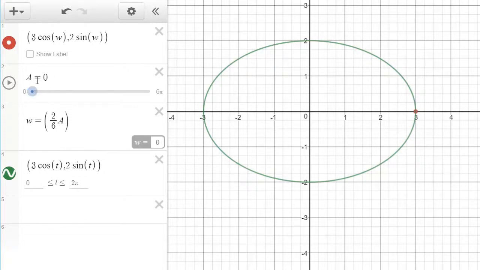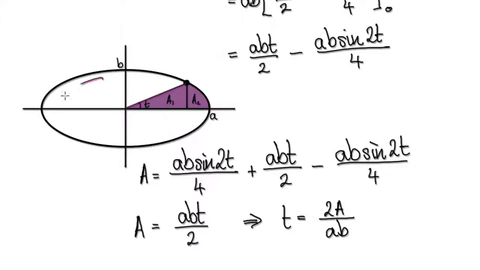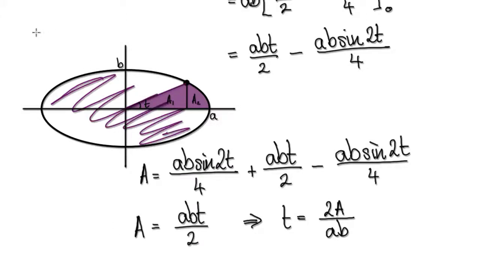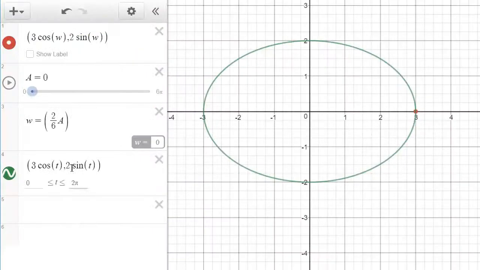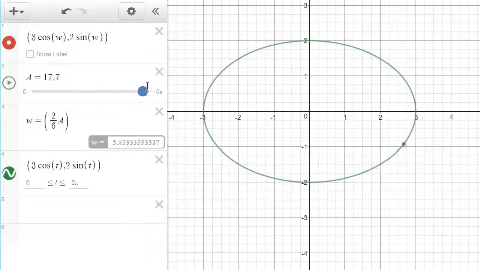So remember, capital A is the area. So our area would be from, remember the area of an ellipse is A, B, pi, and it's moving from 0 to the whole area, AB pi. In the example earlier, A was 3 and B was 2. So this thing here would be 6 pi. So as you're moving from 0 to 6 pi, by the time it gets to 6 pi, it will end right here. So get yourself a graph plotter and play around with it. Okay?